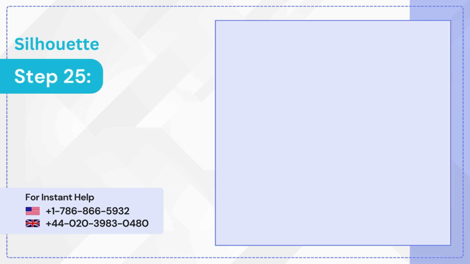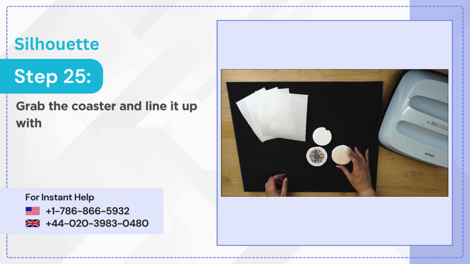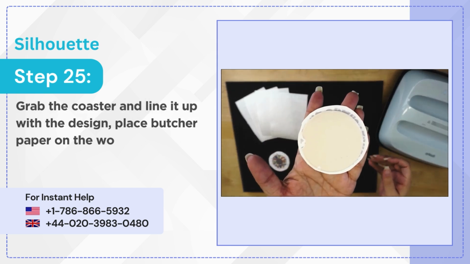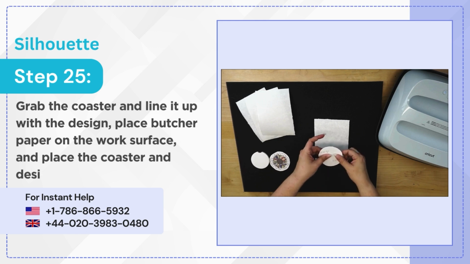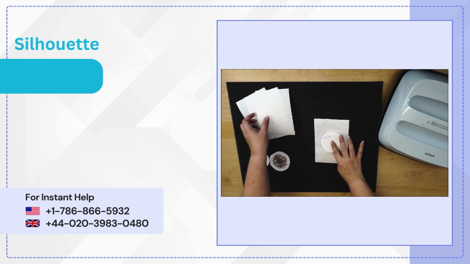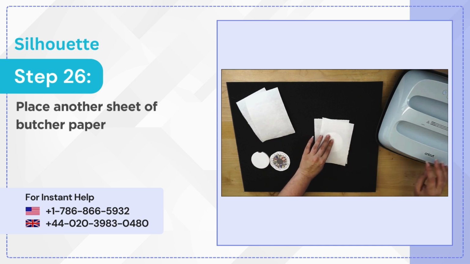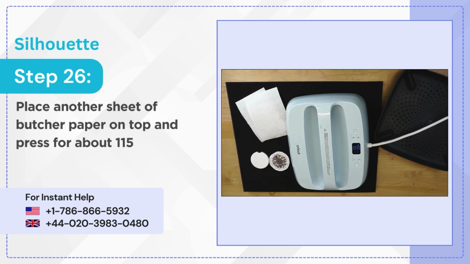Step 25. Grab the coaster and line it up with the design. Place butcher paper on the work surface and place the coaster and design on top. Step 26. Place another sheet of butcher paper on top and press for about 115 seconds at 400 degrees.